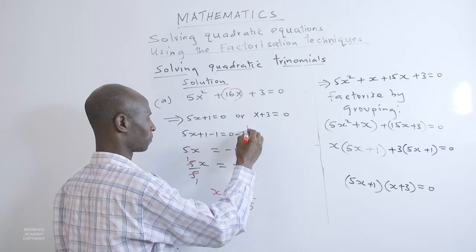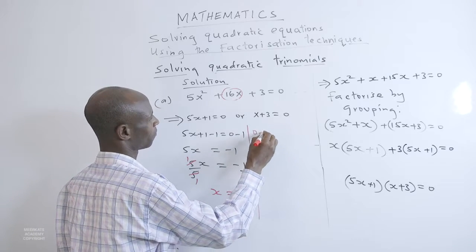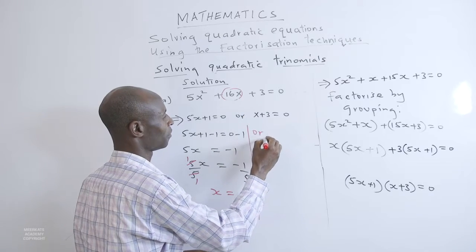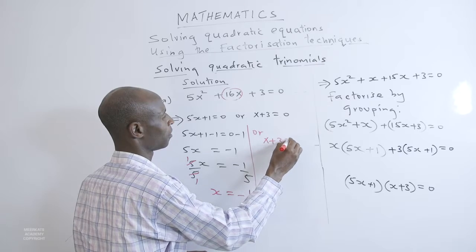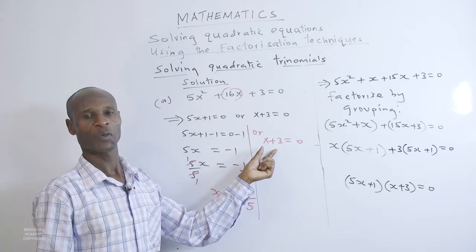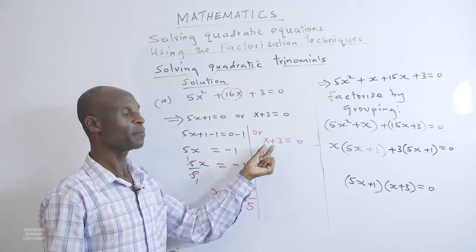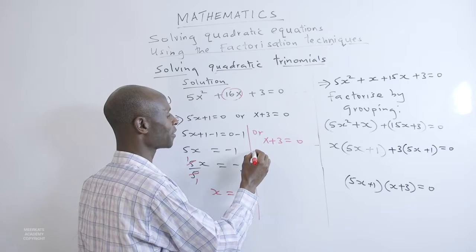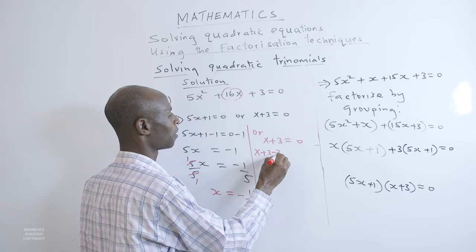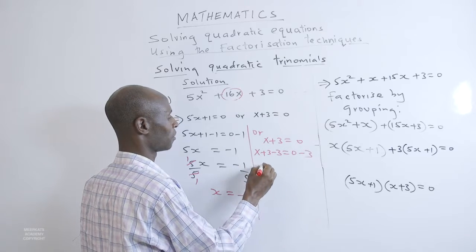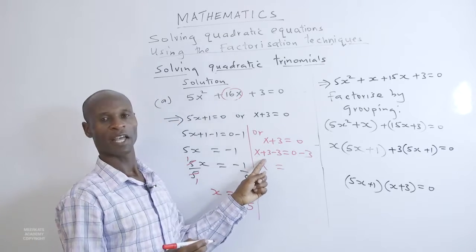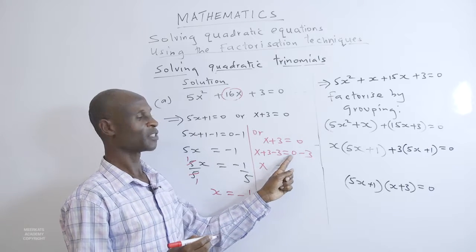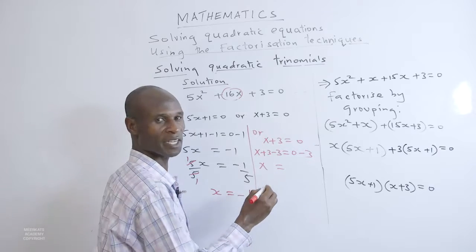Or, if we pick the second linear factor, x plus 3 is equal to 0, we can find the value of x by subtracting 3 from both sides. x plus 3 minus 3, we remain with x, so we have made x the subject. 0 minus 3, we remain with negative 3.